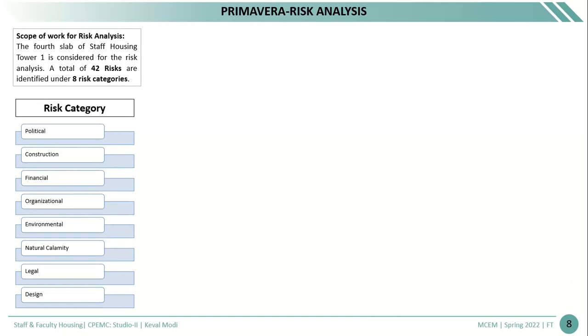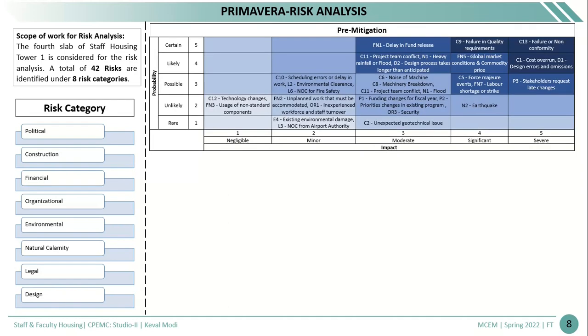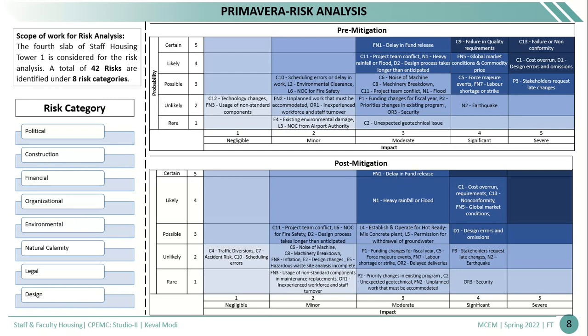So basically 8 different types of risk categories are identified, which are mentioned here, and in these 8 categories, 42 risks are identified. The first table shows the pre-mitigation risk matrix, and the second figure shows the post-mitigation risk matrix.